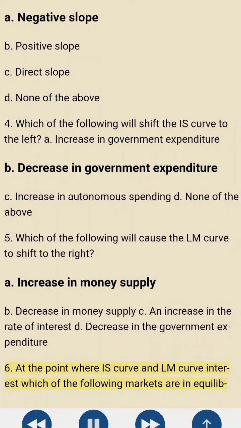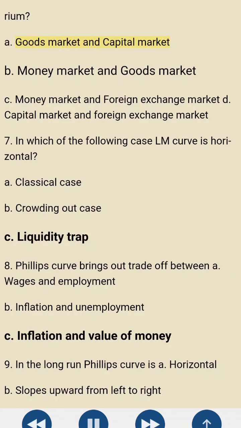6. At the point where IS curve and LM curve intersect, which of the following markets are in equilibrium? A. Goods market and capital market. B. Money market and goods market. C. Money market and foreign exchange market. D. Capital market and foreign exchange market. 7. In which of the following cases is the LM curve horizontal? A. Classical case. B. Crowding out case. C. Liquidity trap. 8. Phillips curve brings out trade-off between A.